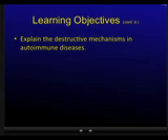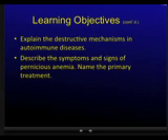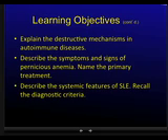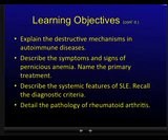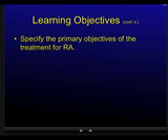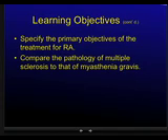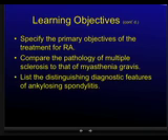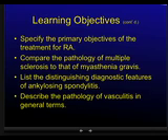We'll explain the destructive mechanisms in autoimmune disease and describe the symptoms and signs of pernicious anemia and the primary treatment, and describe the systemic features of systemic lupus erythematosus. We'll also recall the diagnostic criteria, and we'll detail the pathology of rheumatoid arthritis. We'll explain the primary objectives for the treatment of rheumatoid arthritis and compare the pathology of multiple sclerosis to myasthenia gravis. And we'll list the distinguishing diagnostic features of ankylosing spondylitis and describe the pathology of vasculitis.